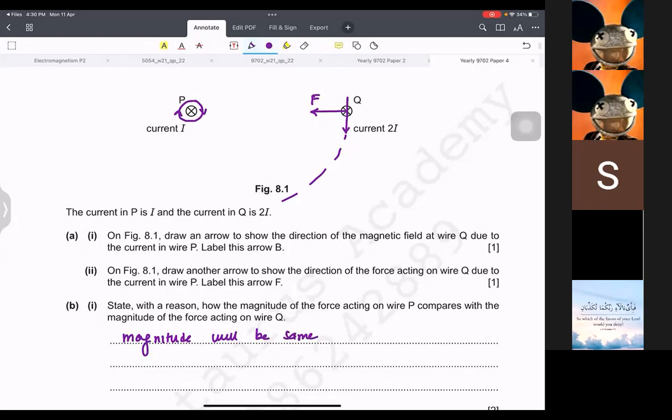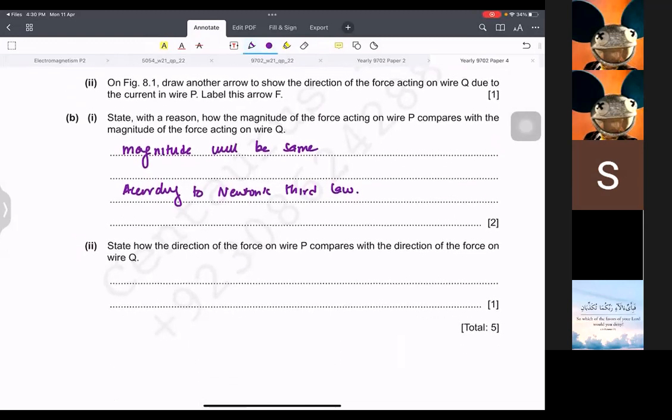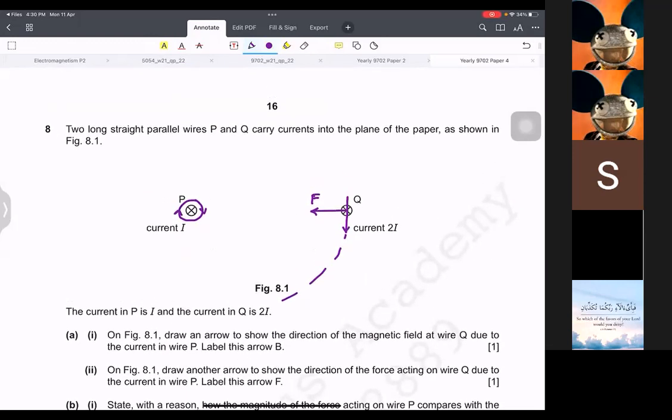And how many marks is this? I think it's just 2. The magnitude is the same because according to Newton's third law. Okay. So state the direction of force on P compared to the direction of the force on Q. So they will be opposite as well. They just want you to state, so no explanation, just write opposite. Why? Because every action has an equal and opposite reaction.